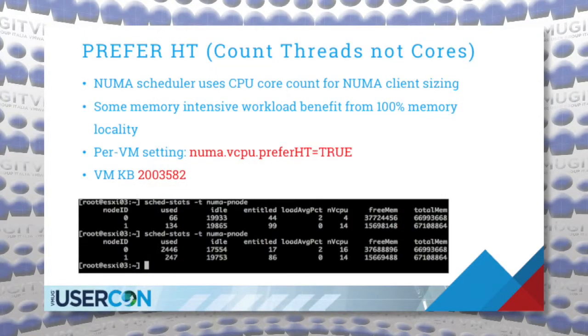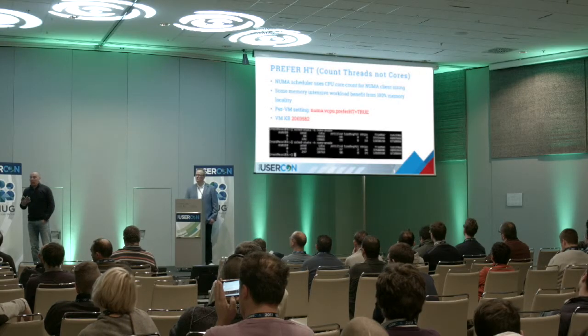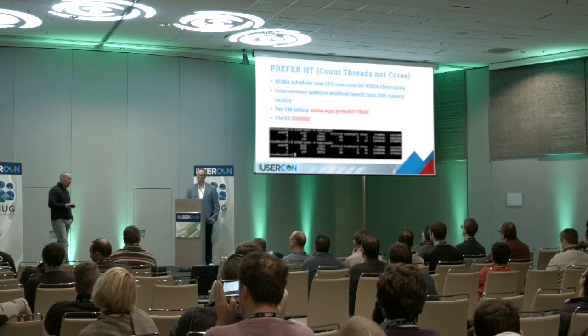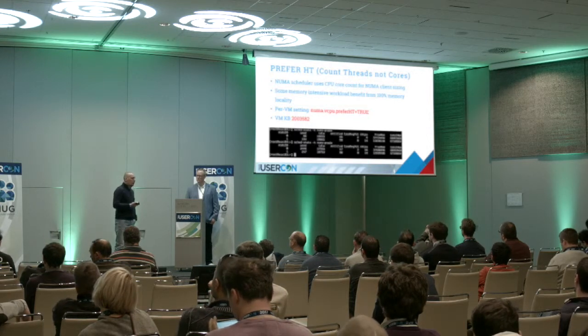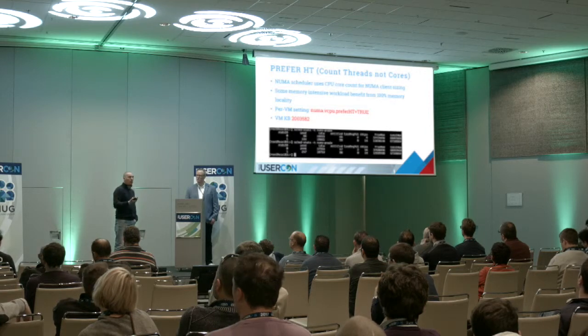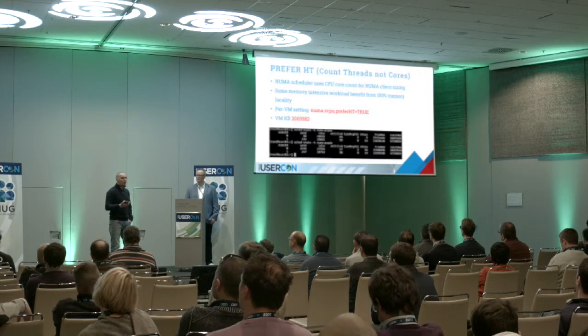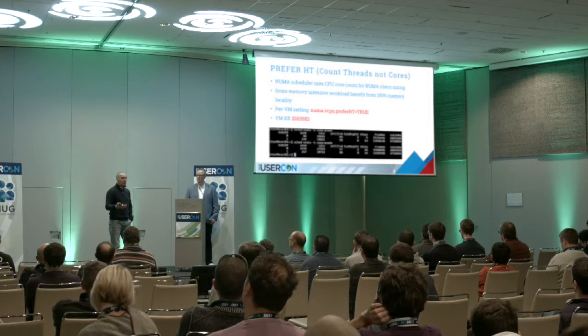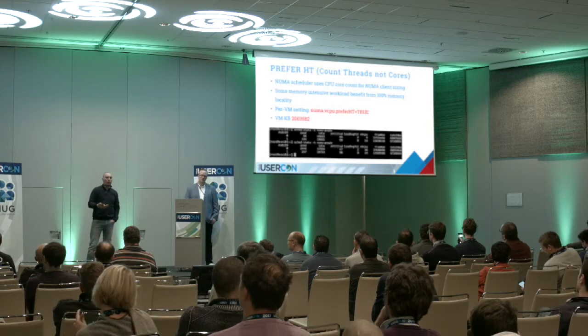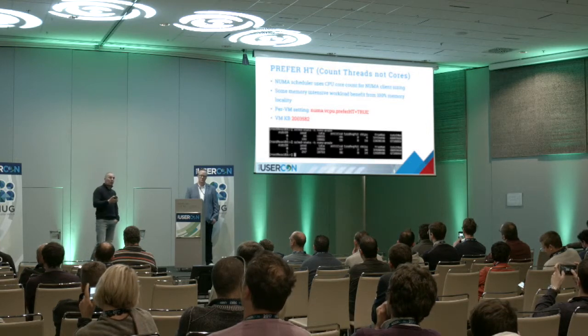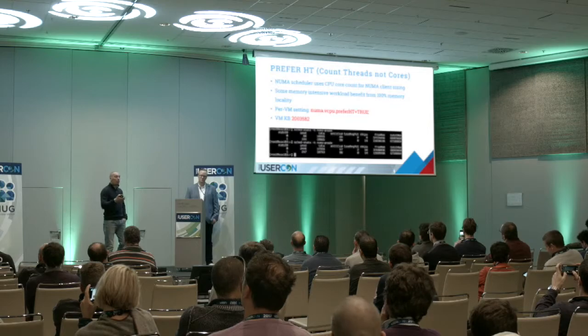Now, some workloads are memory intensive, yet they still need to have a lot of CPUs, maybe due to the fact that the software vendor needs it or requests it. So how do you deal with that? One of the things you can do is use Prefer HT. What Prefer HT does is count logical processors instead of physical ones. So you have 10 cores, but you have 20 logical processors. That means that the NUMA client can actually go up to 20.